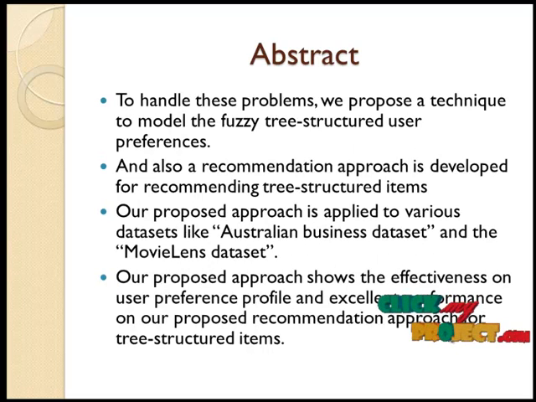To handle these problems, we propose a technique to model the fuzzy tree structure user preferences, and a recommendation approach is developed for recommending tree structure data items. In our project, we are going to choose a dataset like the movie list dataset, because it has a large amount of data like user information, rating information, and movie information. It is tough to handle, and it is also in a tree structure data format. Our proposed approach shows the effectiveness of user preferences and provides excellent performance on our proposed recommendation approach for tree structure items.